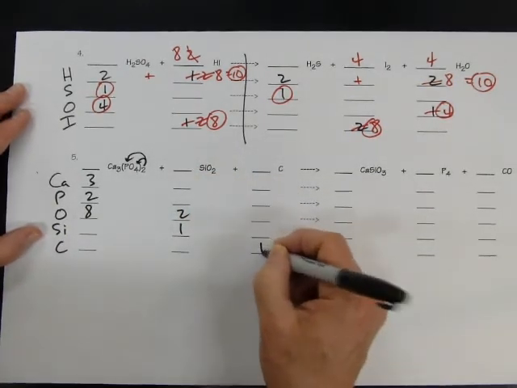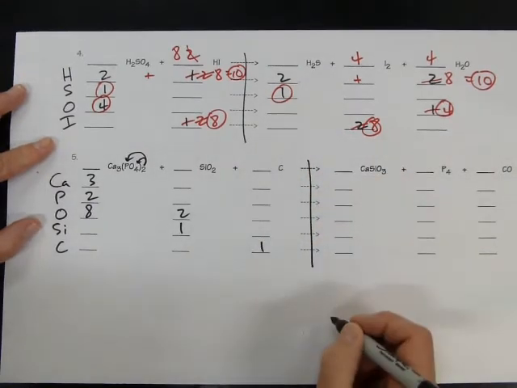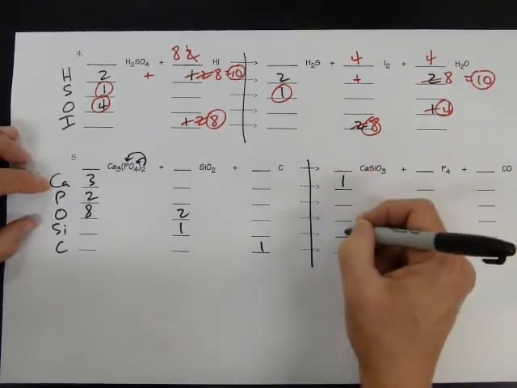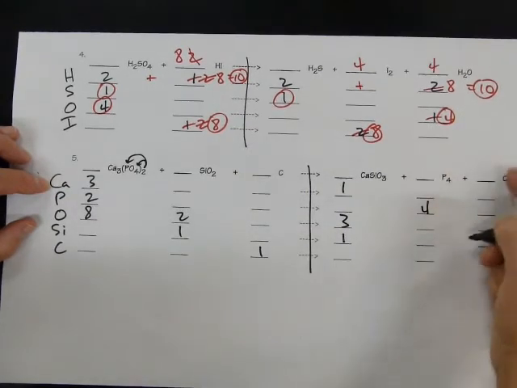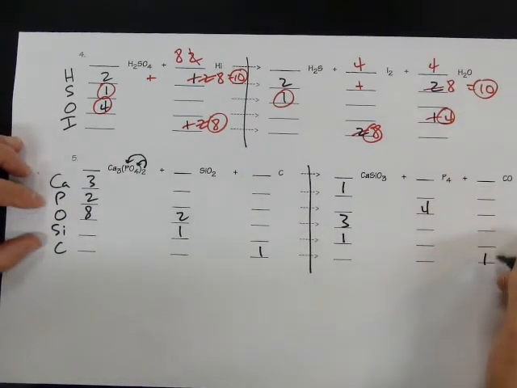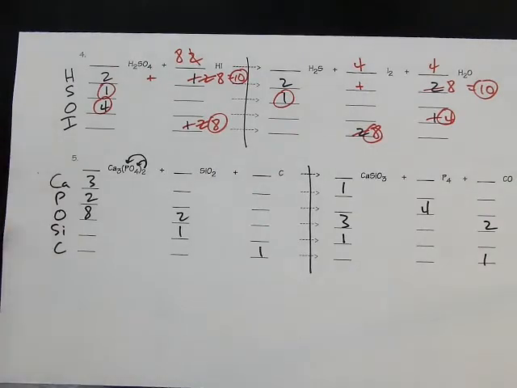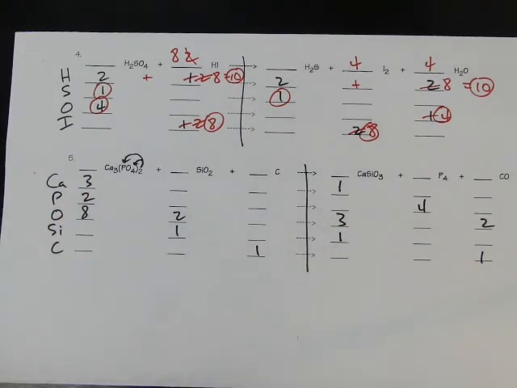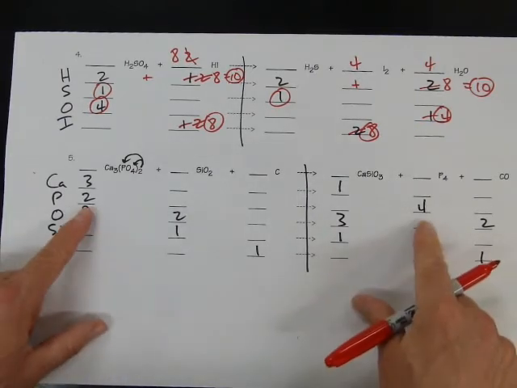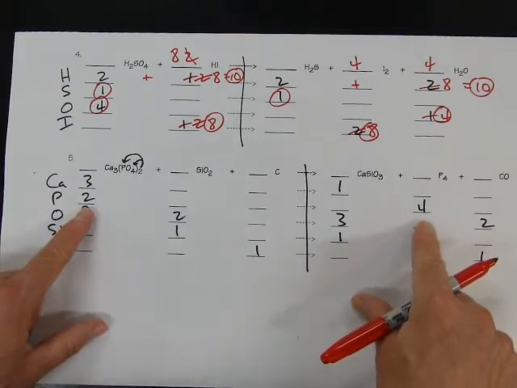Carbon here is 1. Separate the reactants from products and count 1, 1, 3. P over here is 4. C is 1. O is 2. Okay. All kinds of stuff going on in this one. So I've got 3 and 1 don't balance. I could fix that. I've got 2 and 4. Those don't balance. I could fix that.